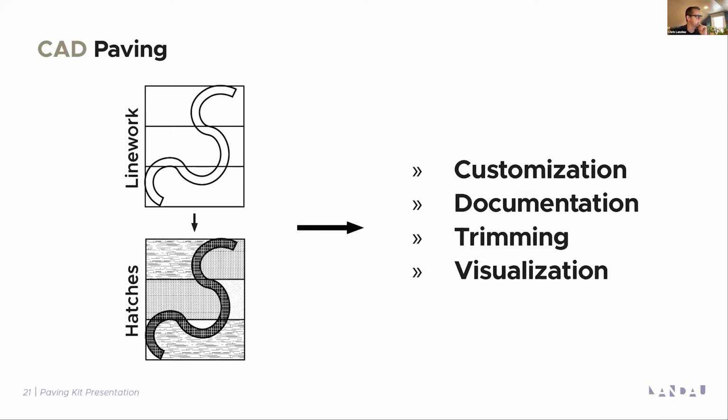So just like we were talking about with Topo Kit, we follow these similar patterns in paving as well. There's the typical workflow of drawing a bunch of line work and then turning that into hatches, and then trying to figure out how to translate that into 3D and customize it while you're documenting or trimming. It's always a lot of work. Visualizing it, and then again, if you change it, it's a linear workflow.